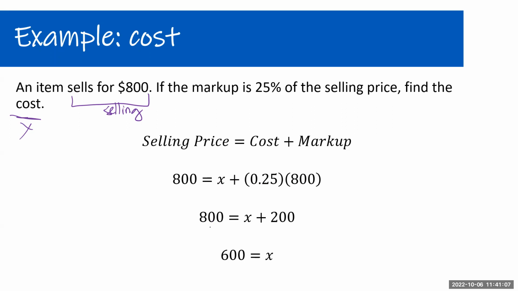Working algebraically, this leaves us 800 equals X plus 200. So we can algebraically solve for 600. So the cost of the item is $600. They're selling it for $800, which is a 25% markup of the $800 selling price. Now, the great thing about these is you can always check your work. Go back and plug it in. Make sure that they do actually end up equal.